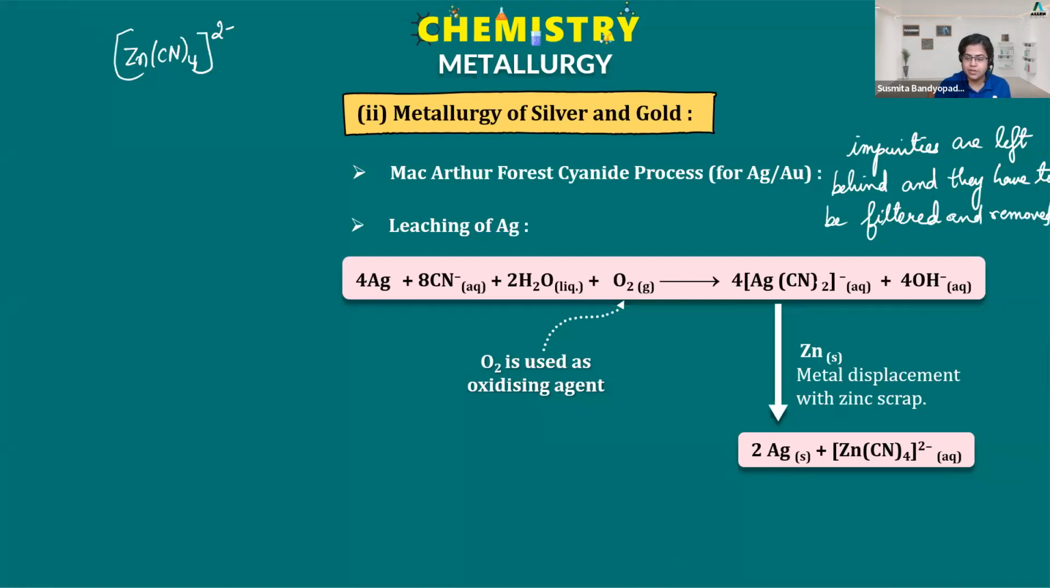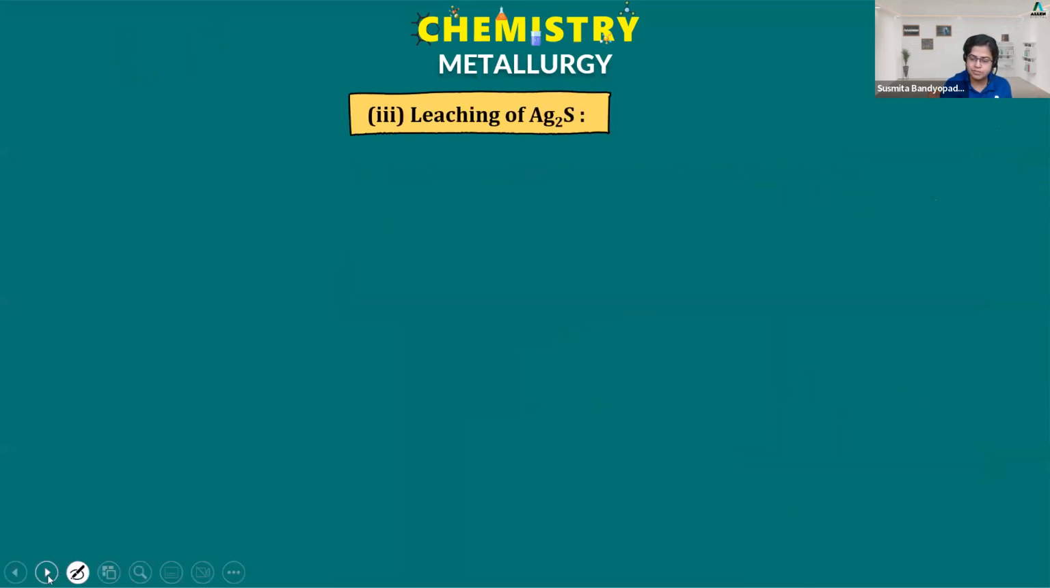The element is a part of the coordination sphere. It's a part of the complex. When you use zinc, zinc replaces it and we get silver. Same logic for gold. Hydrometallurgy.